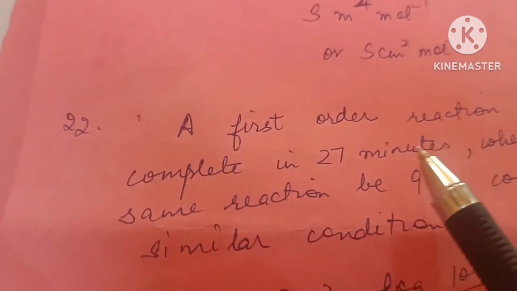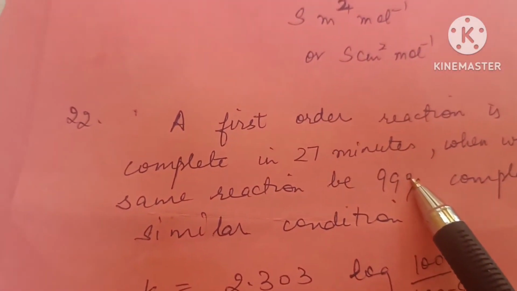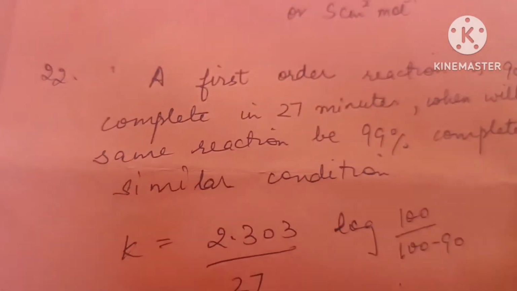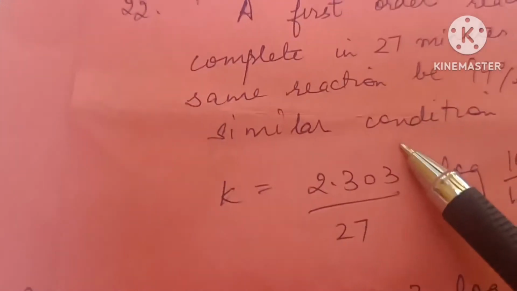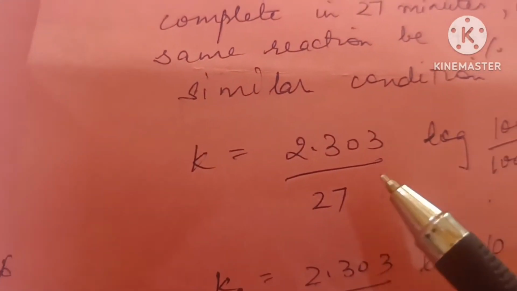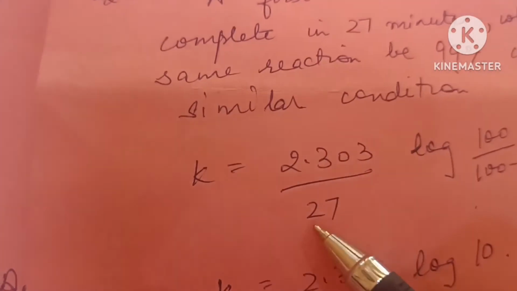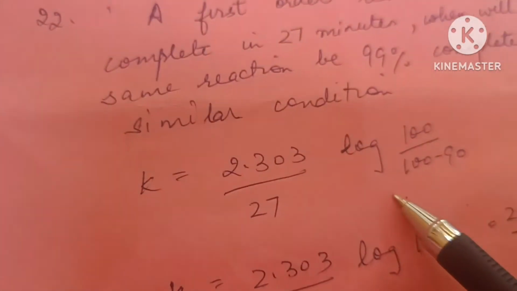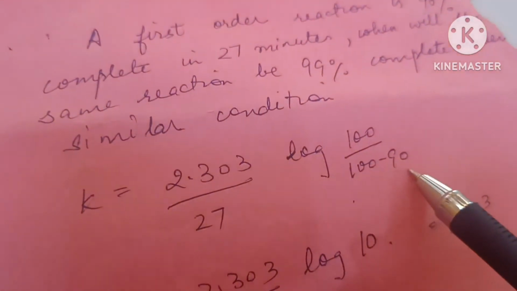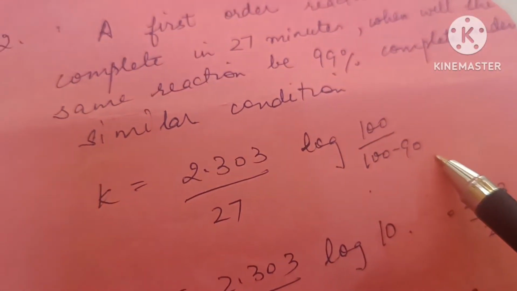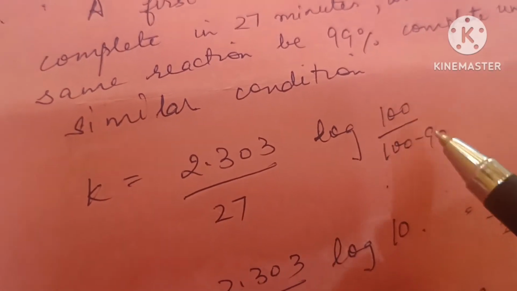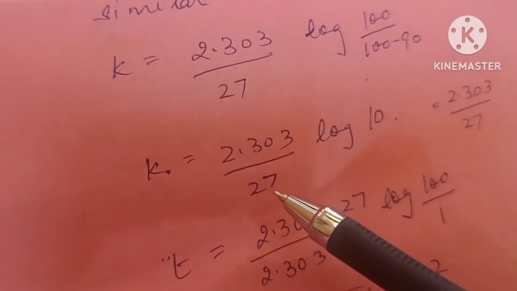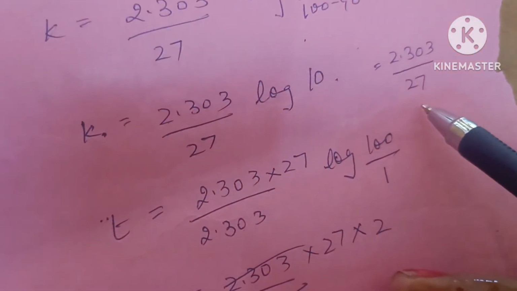A first order reaction is 90% complete in 27 minutes. When will the same reaction be 99% complete under similar conditions? So K is 2.303 upon time 27, log of initial concentration 100 upon 100 minus x. 90% complete, so 100 minus 90 comes out to be 10. 100 upon 10 is 10, log 10 is 1, so K is 2.303 upon 27 into 1.